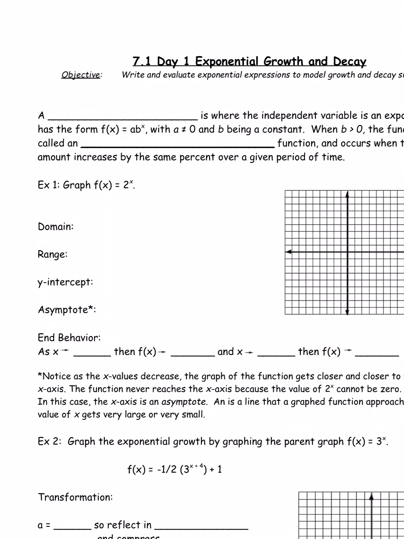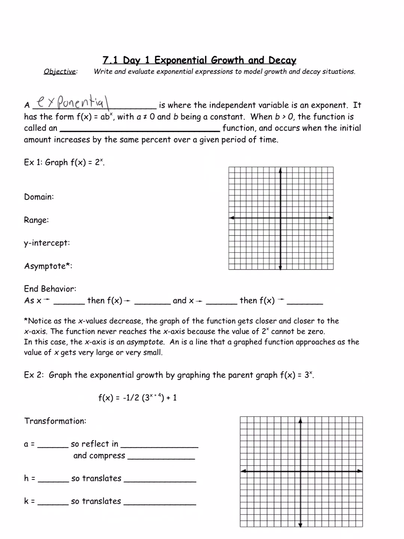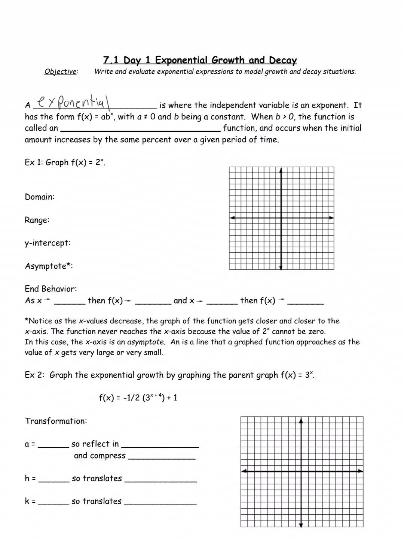an exponential function, where the independent variable is an exponent. It has the form of f of x equals a times b to the x, where a, of course, cannot be 0, and b is a constant. When b is greater than 1, the function is called a growth function, because over time it grows and gets bigger. And this occurs when the initial amount increases by the same percent over a given period of time.